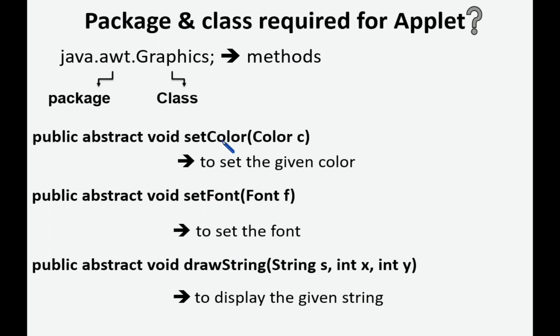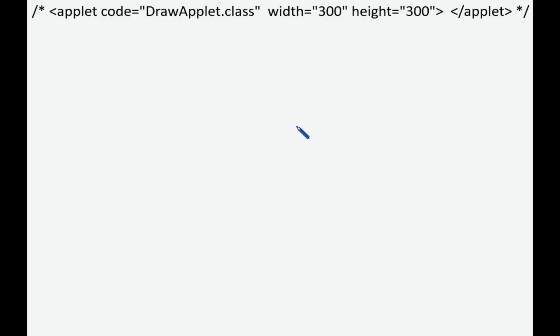So for setColor, we are passing the object reference of which class? Yes, Color. So this Color is part of AWT package. So in case of setFont, we are going to pass the object reference of Font class. So by using drawString, we can display a message. So for that, we are passing three arguments. So the first is the message which is to be displayed, followed by X location and Y location.